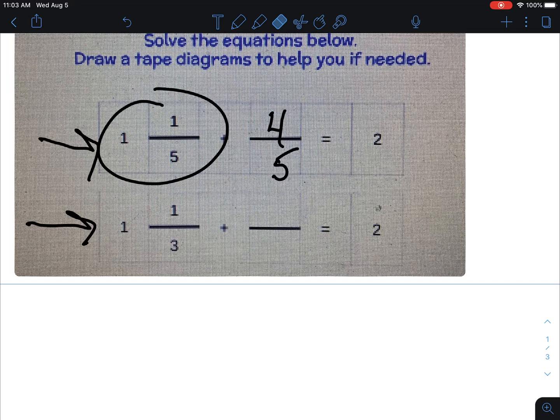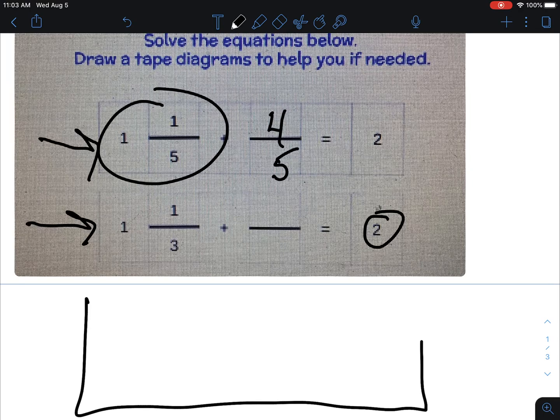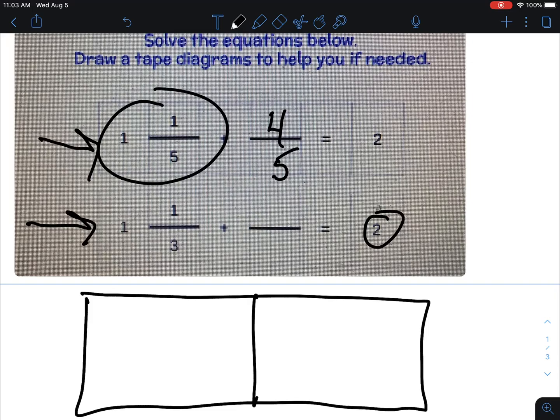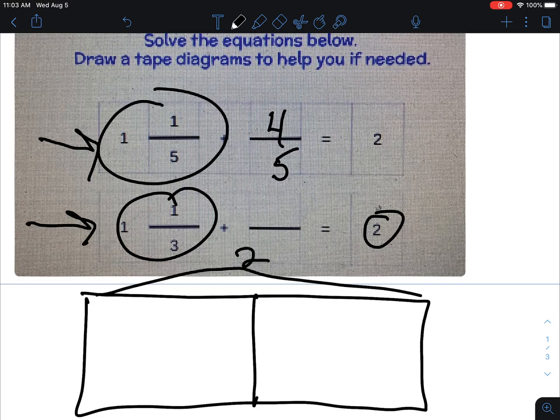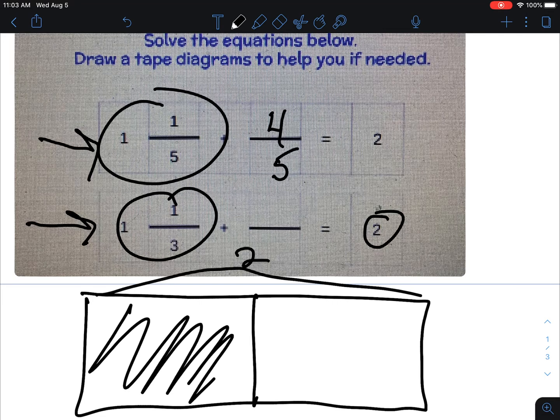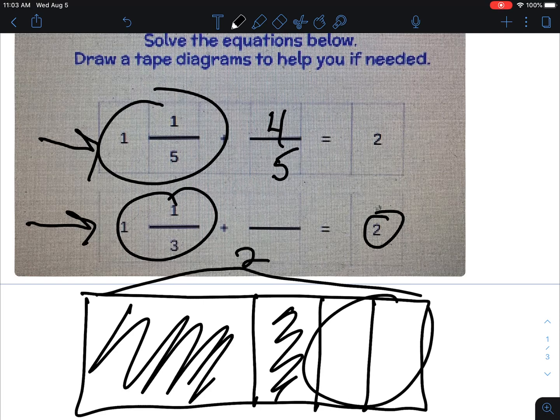All right, so I'm going to draw 2 because that's my total. They gave me the answer. They gave me the total. So this whole thing is 2. I want to shade 1 and 1/3. This has to be divided into thirds. There's 1 and there's 1/3. And so what's left? What else do I have to shade to get to 2? Well, 2/3 more.